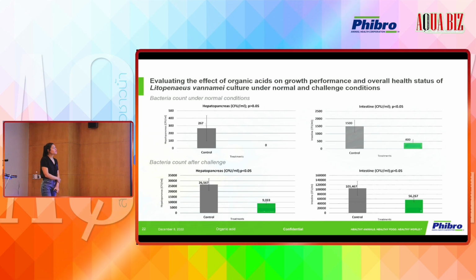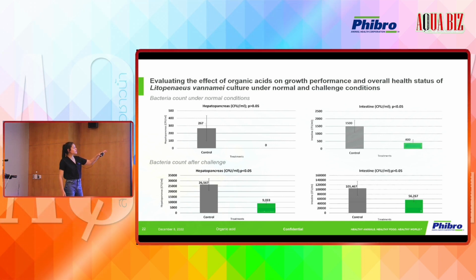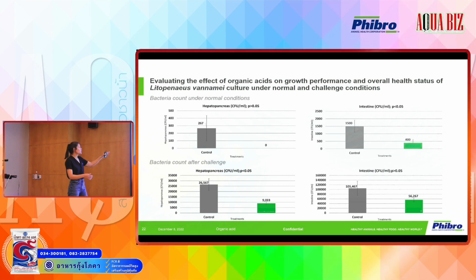What we see here is the challenge that was conducted by immersion with Vibrio parahaemolyticus. We see the bacteria count under the normal condition and the bacteria count after the challenge. We saw the results for the hepatopancreas and for the intestines. There is no Vibrio concentration in the hepatopancreas prior to the challenge, and then after the challenge, we see substantially lower results of the pathogen in the hepatopancreas and the intestines. So the results here were really nice.